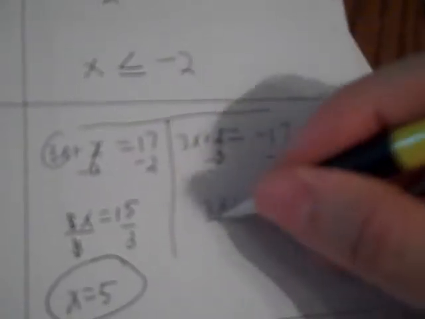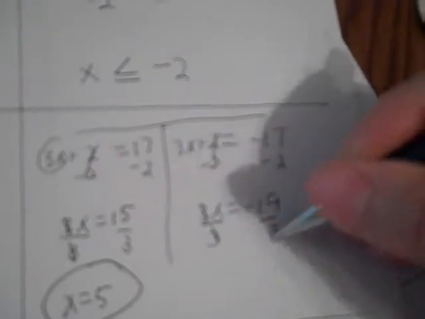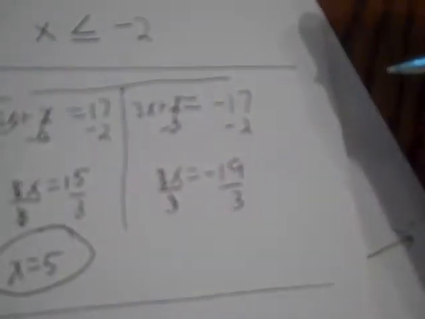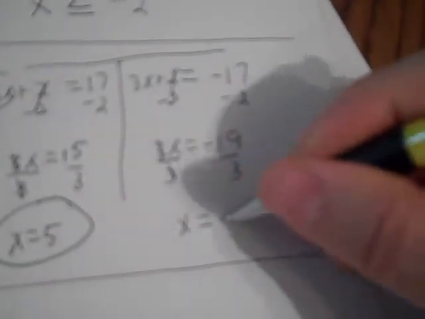Minus 2, minus 2. 3x equals negative 19. Divide by 3. Negative 19 divided by 3 is negative 6.3 repeating. You can put that, or you can just leave it improper.